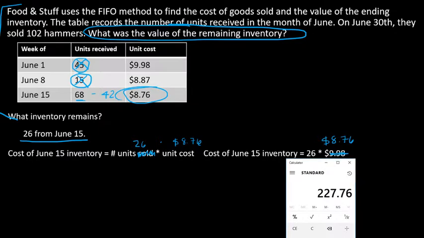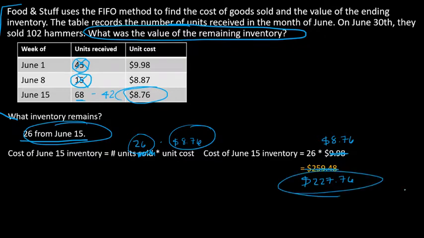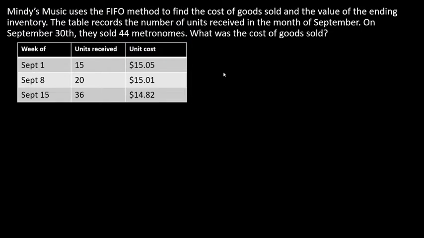The correct answer is 227.76. So again, we just figured out the value. We figured out what's left in stock: it's 26 hammers from June 15th, and we took that number and multiplied it by the unit cost for that date, and the answer is 227.76. Okay. Let's do one more first in, first out example, and we'll do it a little bit quicker.